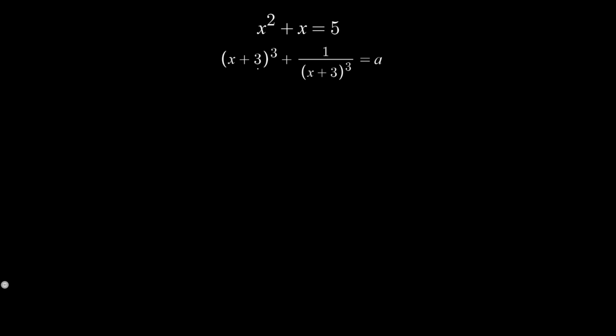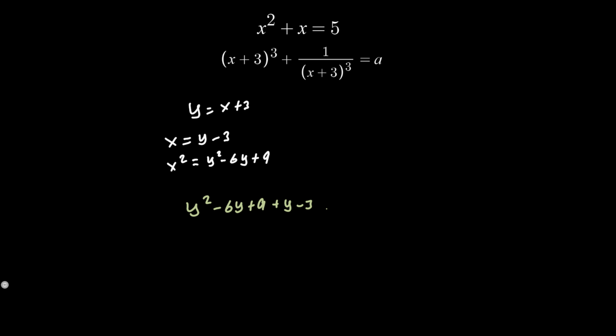We could just make this into a y cubed, or anything. So we're going to say y is equal to x plus 3. And we're going to subtract 3 from both sides, so we get x is equal to y minus 3. Squaring x, we get x squared is equal to y squared minus 6y plus 9. So replacing that in our first equation, we get y squared minus 6y plus 9 plus y minus 3 is equal to 5.